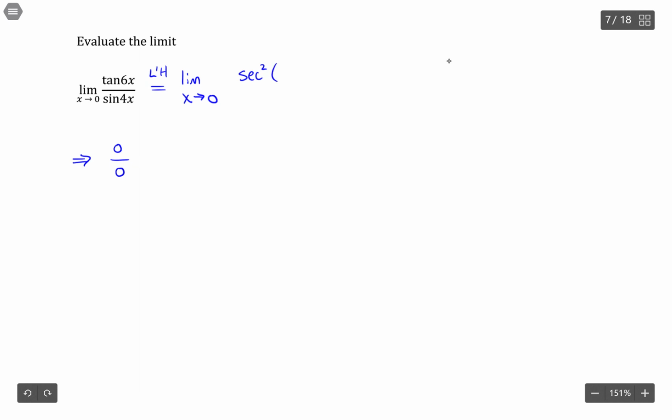And since this is secant squared of 6x, we leave the inside function alone first, and then we multiply by the derivative of the inside function. Then that's divided by the derivative of sine 4x. The outer function is sine, its derivative is cosine. And then we multiply by cosine 4x, of course. Then we multiply by the derivative of the inside part, which is 4.